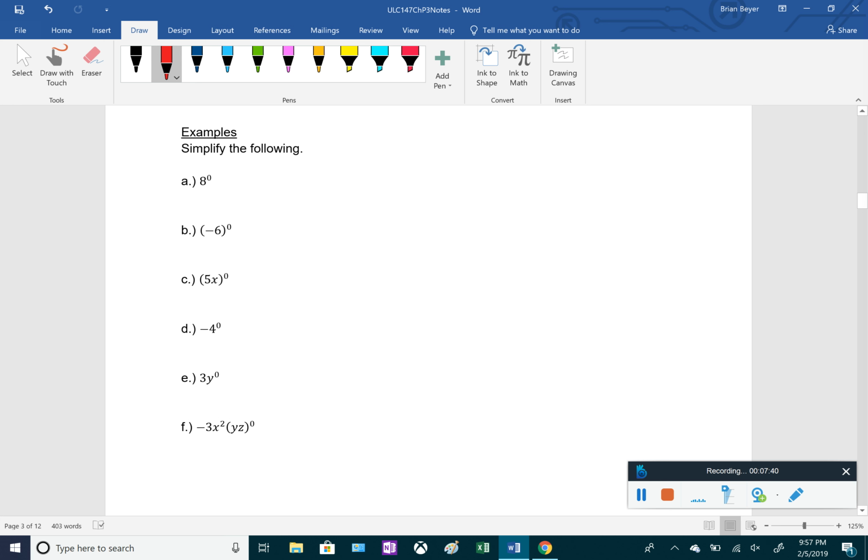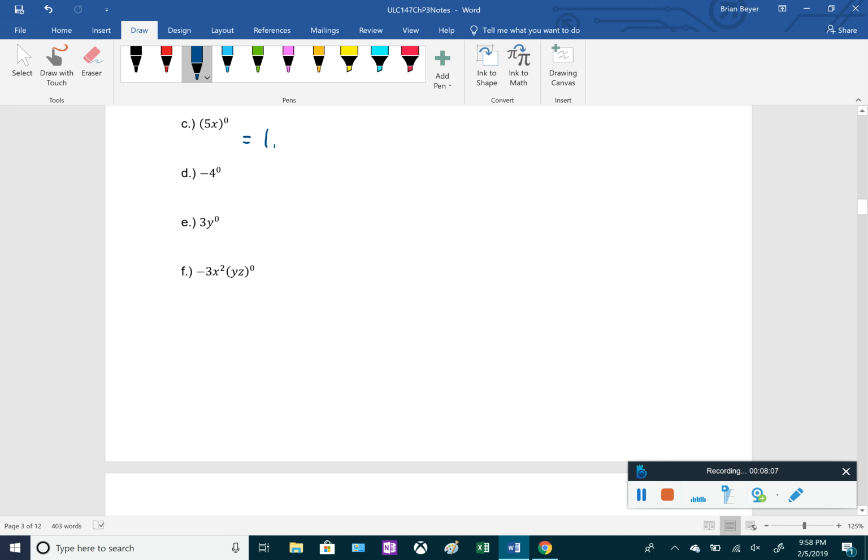So let's do some examples real quick here. So we have 8 to the 0 power. So that's pretty easy. That's just equal to 1. Anything to the 0 is 1. Next one, negative 6 to the 0 power. Once again, it's equal to 1. The whole thing is being raised to the 0, so it's 1. Next one, 5x to the 0. Once again, the whole thing's being raised to the 0, so it's 1.